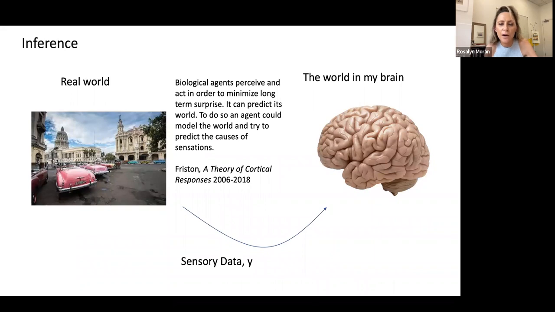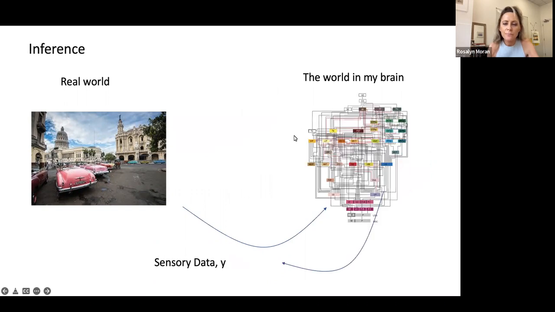And Carl is here, so I can quote liberally. So in his theory of cortical responses in 2006, it states that biological agents perceive and act in order to minimize long-term surprise, and so can predict their world. And so to do so, an agent could model the world and try to predict the causes of its sensations. So we may be like Pedro in Havana, or here in London, where you have a real world impinging on your sensory epithelia and giving you little signals through sensory inputs Y. And what you're trying to do is construct the world in your brain.